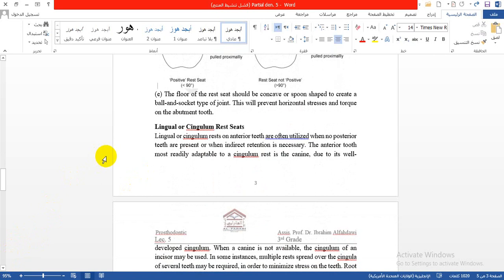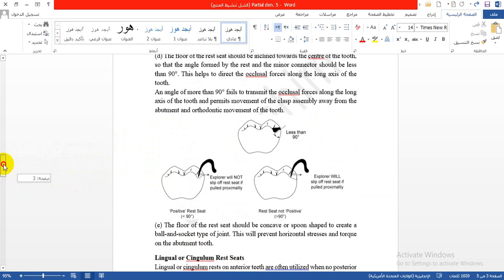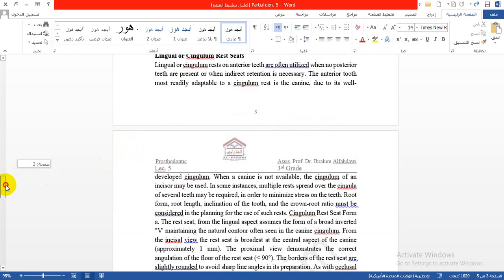The floor of the rest set should be concave or spoon shaped to create a ball and socket type of joint. This will prevent horizontal stresses and torque on the abutment teeth. يعني ايش راح يكون عندي؟ ريست يكون اما يكون عندي ذاك سبون شيب مثل ما تلاحظون هنا هسه بالصورة نشوفها مثل سبون شيب مثل الملعقة، أو تكون عندي راوندد، يعني بالحالتين هي.